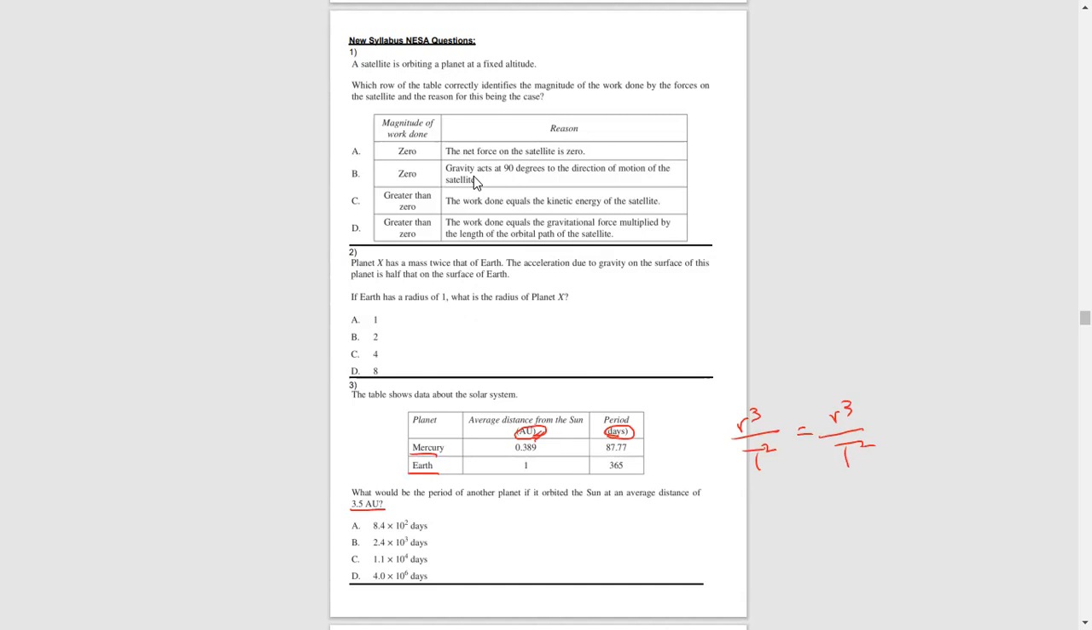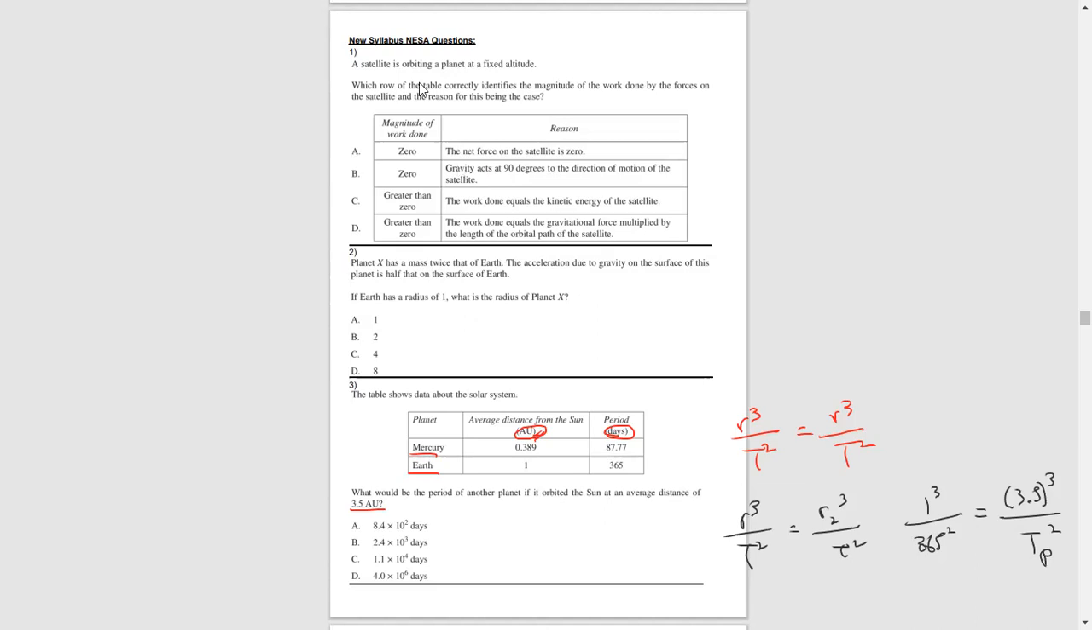We don't even need both, really. If they wanted just another planet, then it's really just r cubed over T squared equals another r cubed over T squared. And we could just pick any one of these, really. Earth is an average of 1 and period of 365 days. So you can have 1 cubed over 365 squared for Earth is equal to 3.5 all cubed all over T of the planet you want, squared. And you solve for T. Use a calculator, find T.